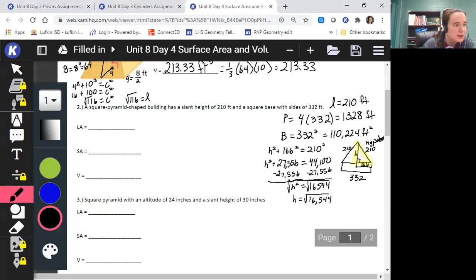Now remember that our formula for lateral area of a pyramid is 1/2 times our perimeter times our slant height. So 1/2 times our perimeter of 1,328 times our slant height of 210.